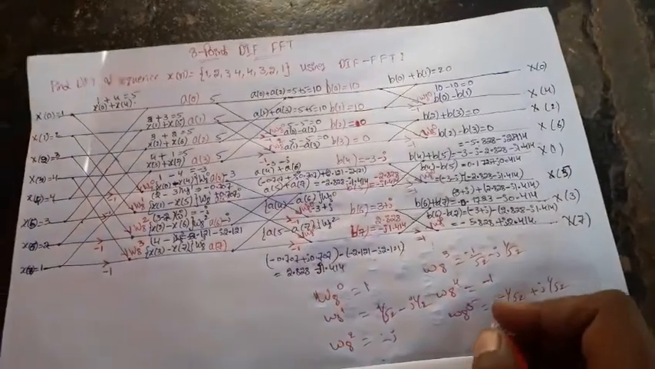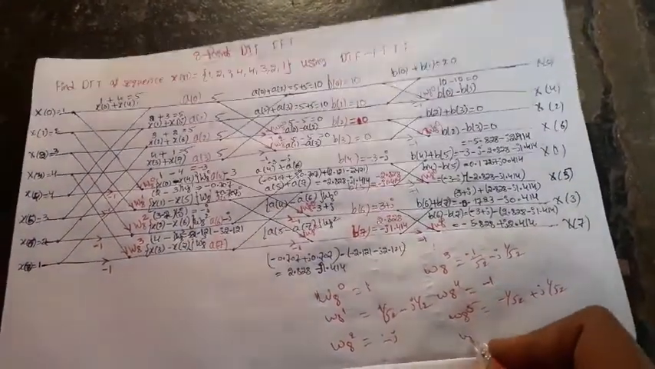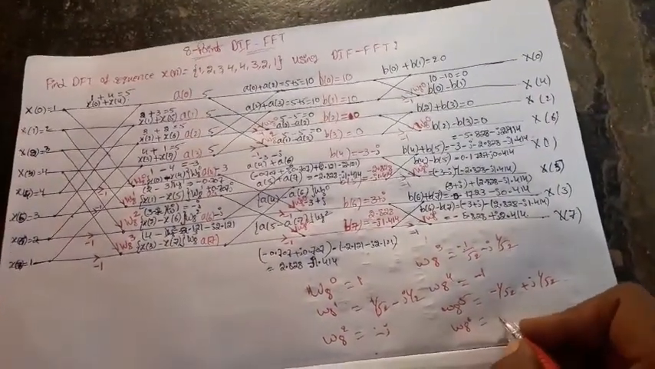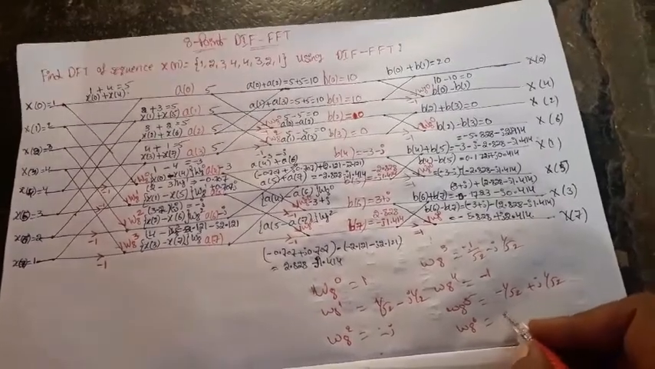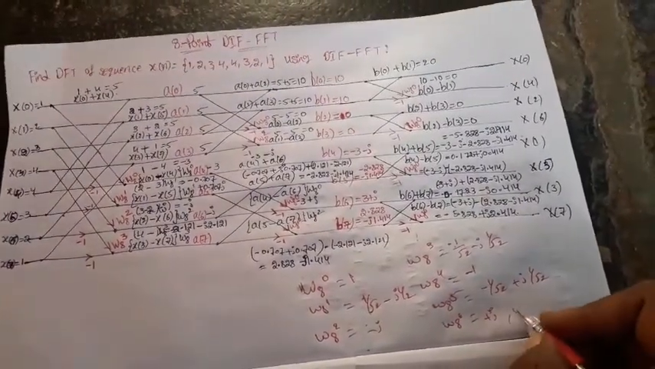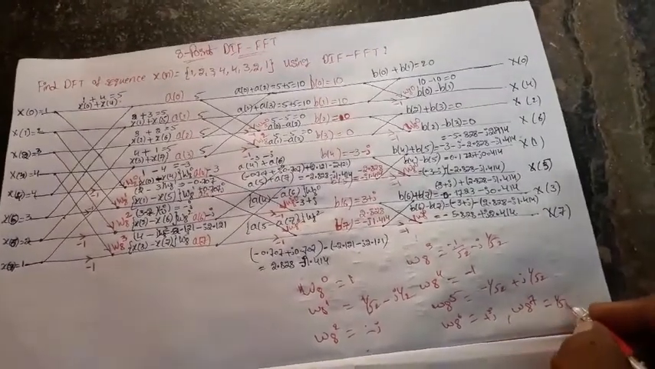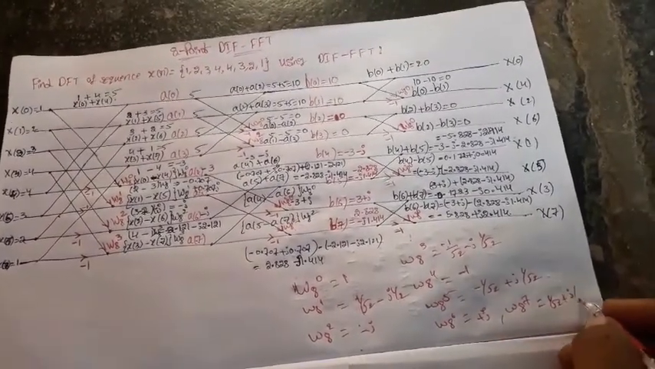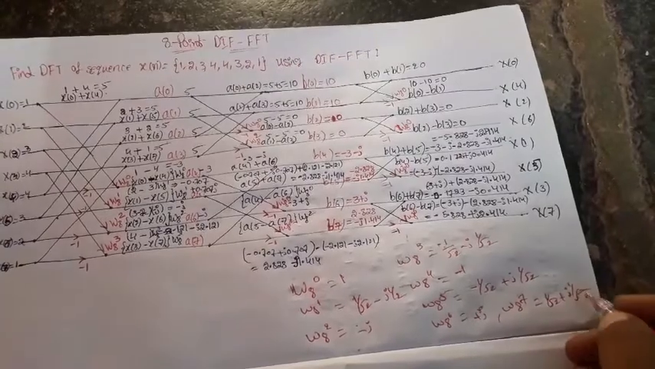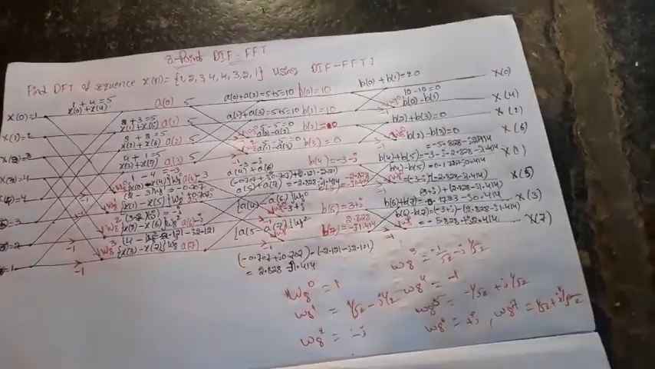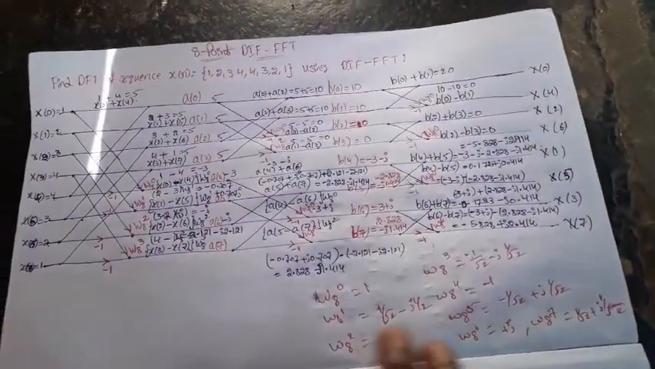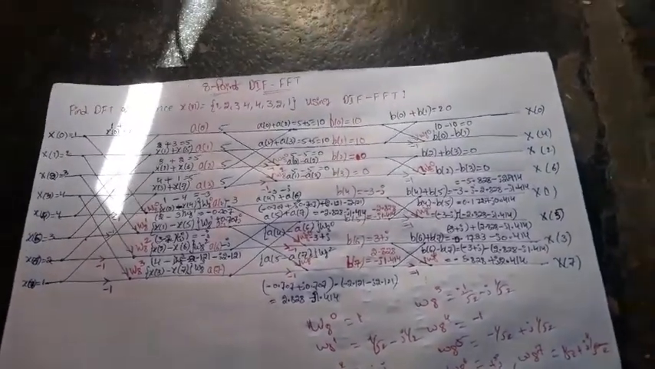W8 to the power of 5 value is minus 1 by root 2 plus j 1 by root 2. And next, W8 to the power of 6 value is plus j. Next, W8 to the power of 7 value is 1 by root 2 plus j 1 by root 2. These are the Twiddle factor values.